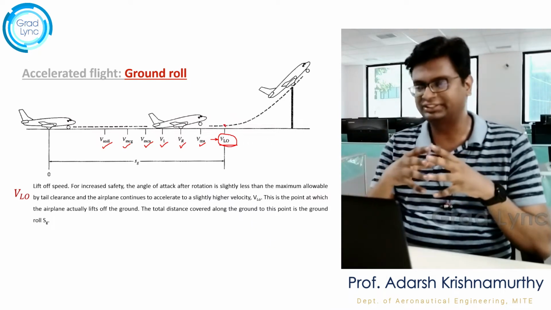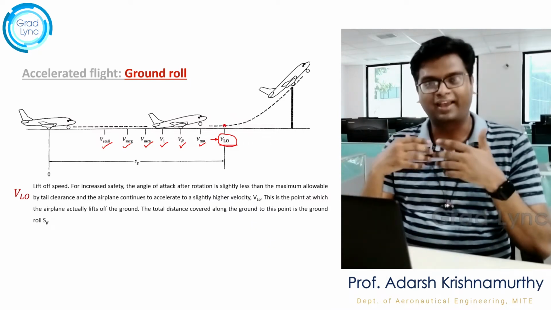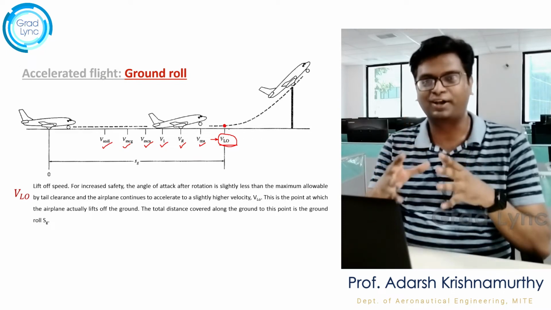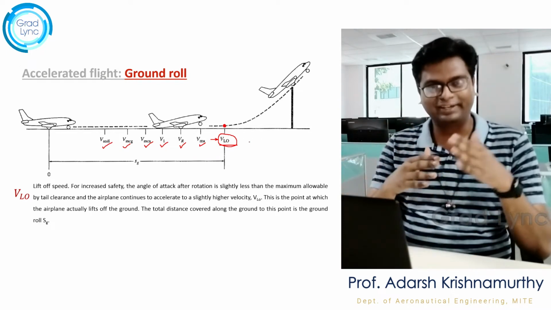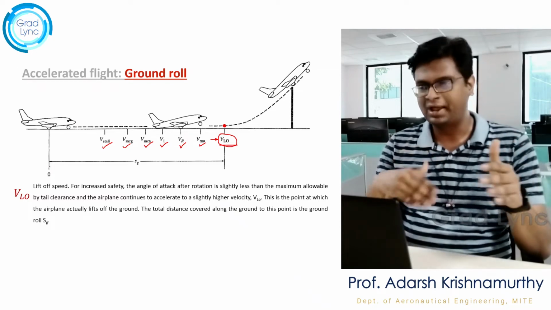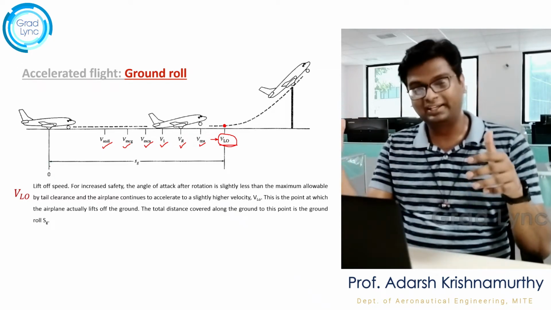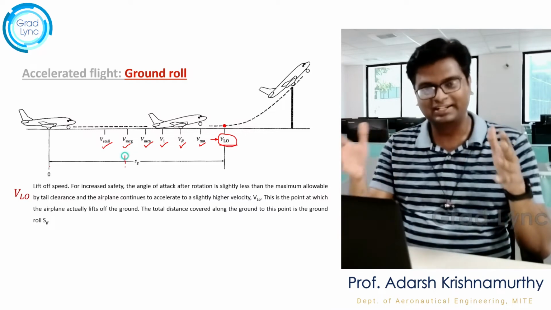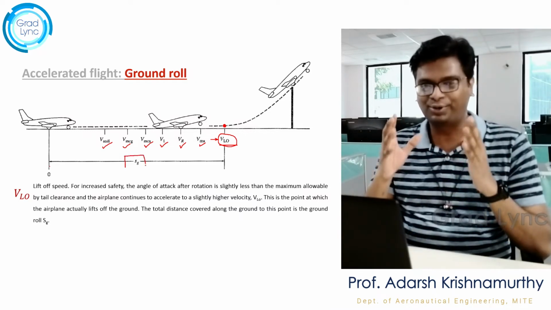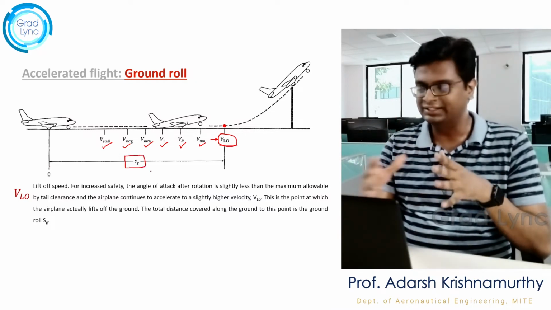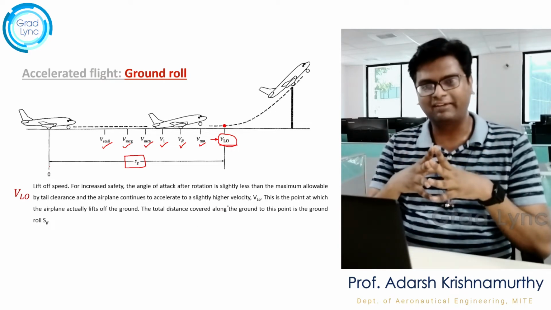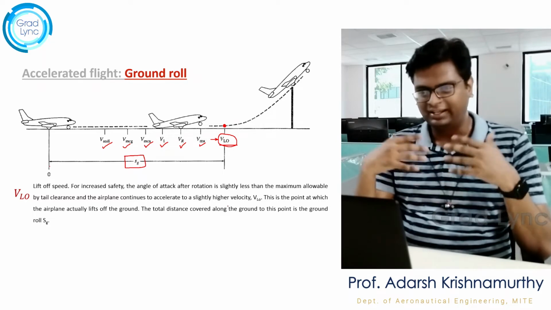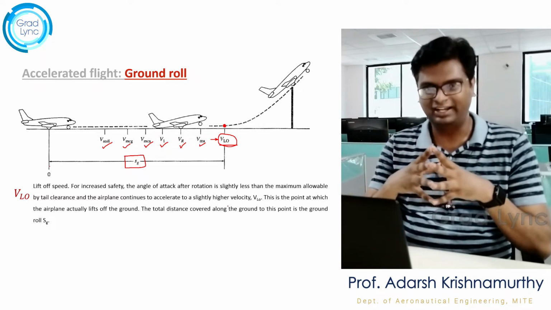Now this is the velocity at which the airplane is actually going to leave the ground. So this distance, the distance from where the aircraft velocity is 0 up to the liftoff velocity, this total distance is called the ground roll. Right? So we will try to derive this expression, and before moving on to deriving the expression for the ground roll, let's understand the balanced field length.